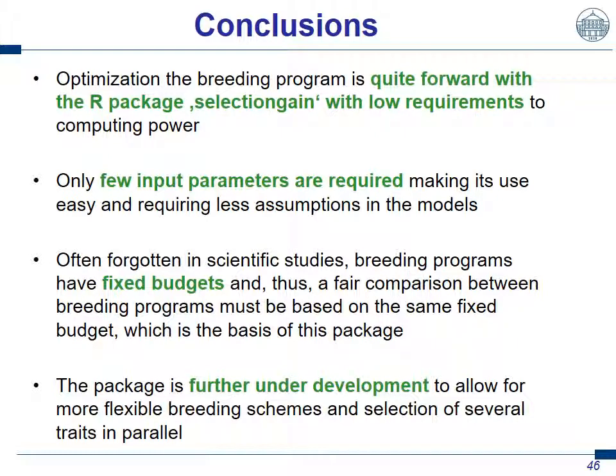Thus, to conclude, the optimization of breeding programs is quite straightforward with the R package selection gain, and you have quite low requirements for computing power. That means you can even run it on small laptops. And it's the first time you really have a tool where you just define budget, variance components, and your breeding scheme, and then the optimum allocation is run by the system and you get it directly out. You don't need to write a lot of loops in R or elsewhere to get this optimization. It's done already. You need only few input parameters, making its use easy because we as breeders have many things we run in parallel, but we don't have very detailed data on many operations. Thus, this is really easy. You only need few data, and furthermore, in our opinion, the less input you need, the less assumptions you have to take, and the more robust is the model.